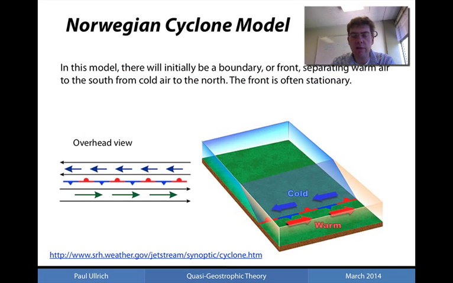So, starting from the very beginning then, the Norwegian cyclone model posits that a cyclone event will be initiated when you have a boundary or front which basically separates warm air in the south from cold air in the north. This front is typically stationary, although shear is typically present, where in the warm air vicinity you typically have eastward geostrophic wind, and in the cold air vicinity westward propagating geostrophic wind.